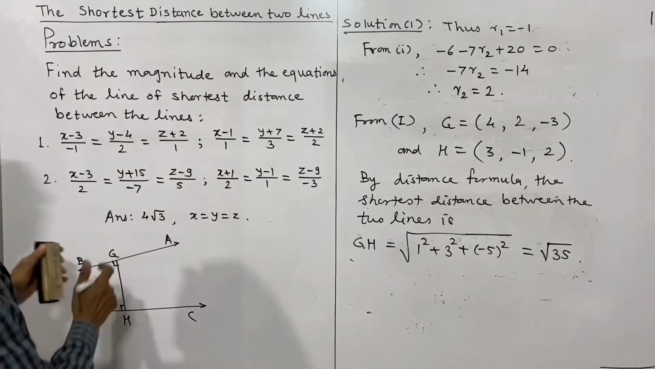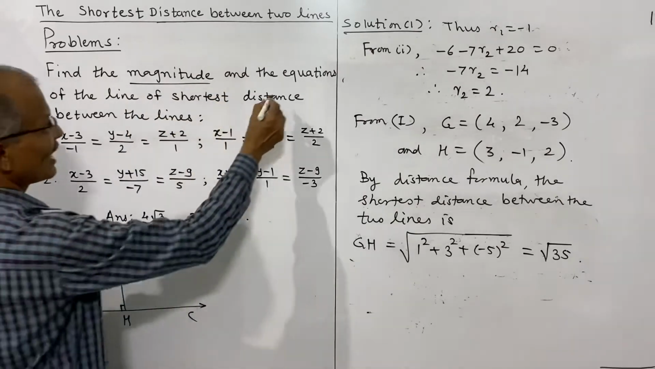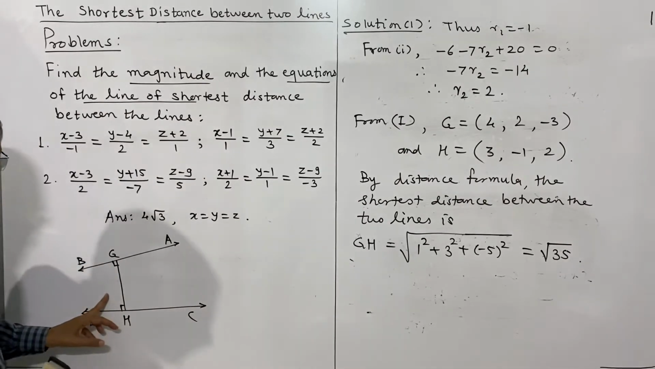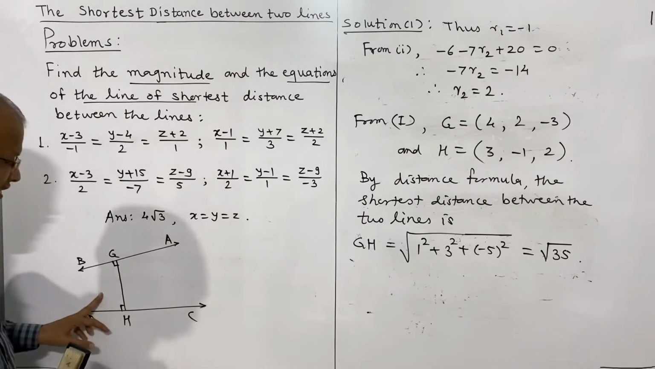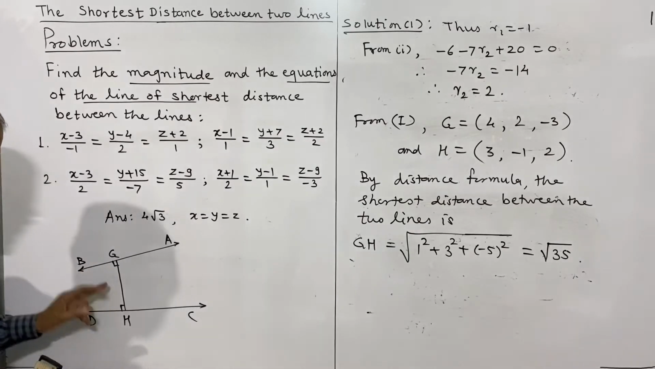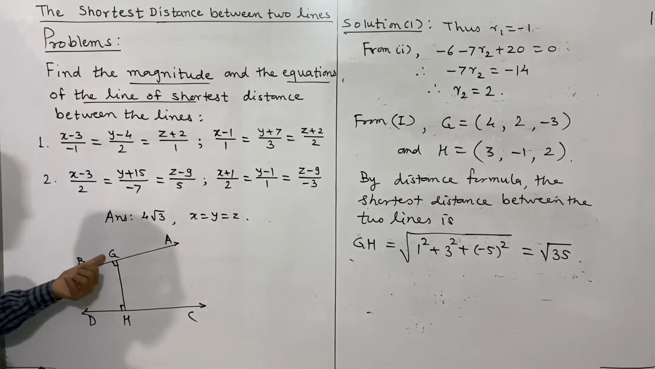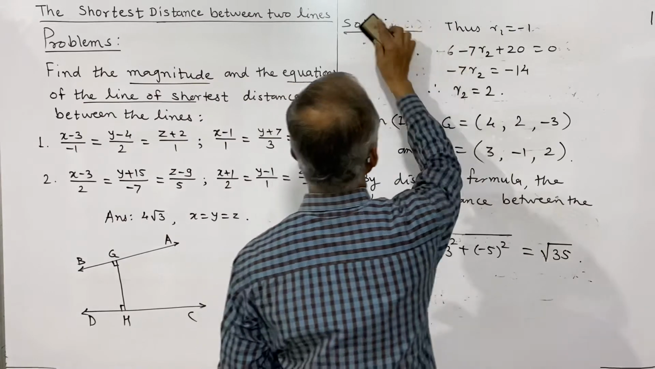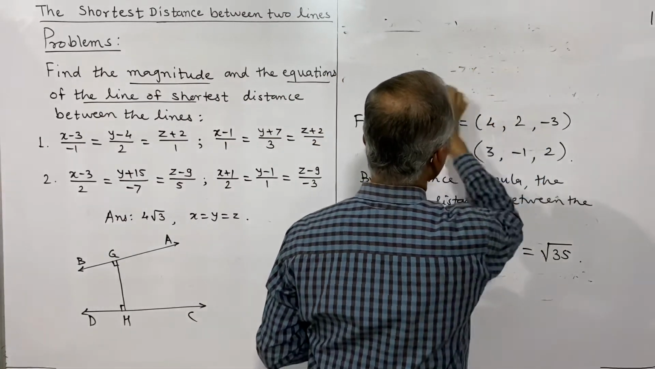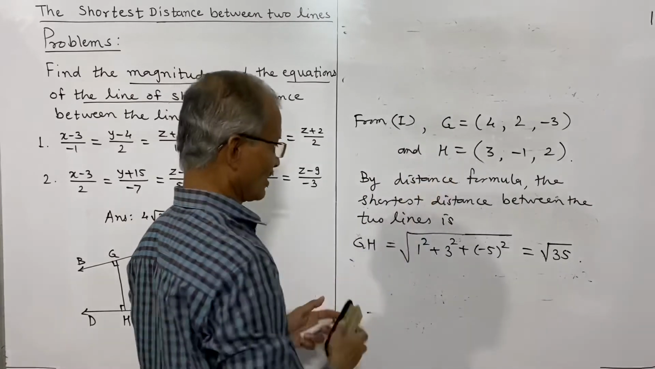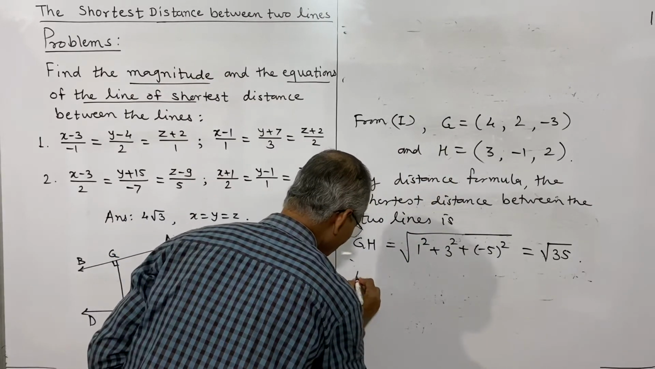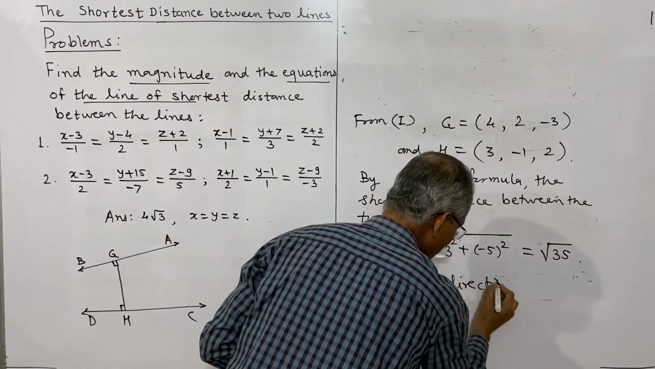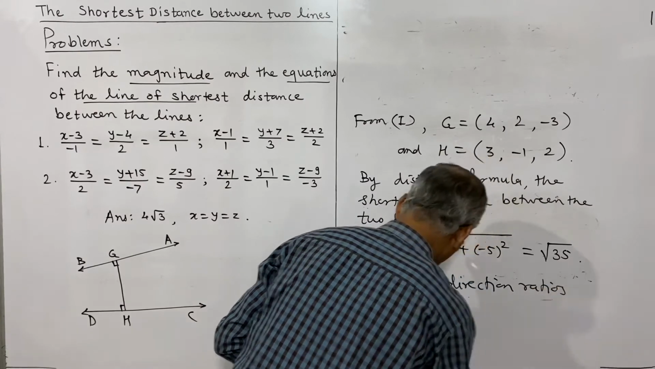Now we have obtained the magnitude. We are asked to find the equations of the line of shortest distance, that means the equation of line GH. To write the equation of line GH, we require the DRS of line GH and one point. That point can be taken as G. The DRS of line GH will be obtained by subtraction of the corresponding coordinates.